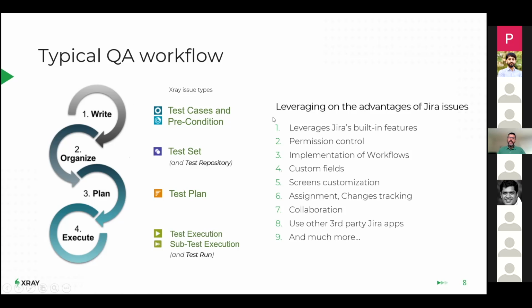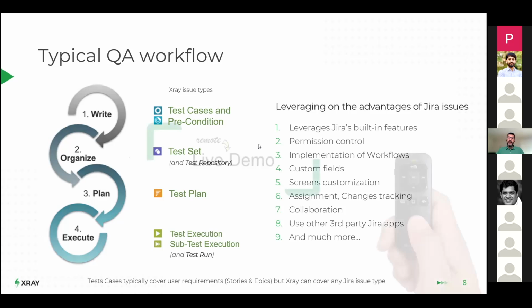Okay. Now, what I'll be showing you during this demo, I'll be using an agile Scrum board. So I'm assuming that most of you are also using that type of software development approach, which means that in most cases, your requirements will map onto stories and epics. But rest assured that Xray is able to treat any Jira issue type as an issue to be covered by tests. So it's done at the configuration level.